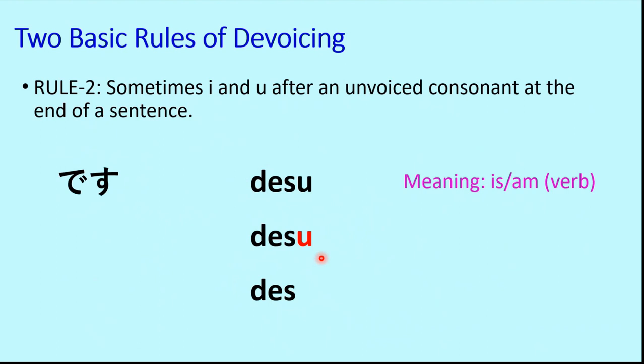We know that sentences end with desu, which is the verb for am, is, are. So desu will become des. The spelling is desu, but when we speak, we call it des. This is the most common example of rule two. Here you can see there is no sandwiching of U or I between two unvoiced consonants. It's just the end of the sentence, and hence it gets devoiced according to this rule too.